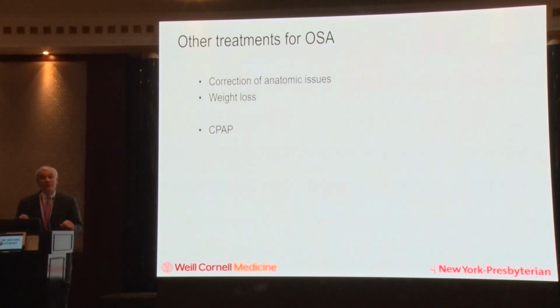Fortunately, that's rare. Most children with obstructive sleep apnea are treated either with tonsil and adenoid surgery or with another surgical procedure or with weight loss. But for that small subset that still have OSA, they still need treatment, and CPAP is the treatment of choice.